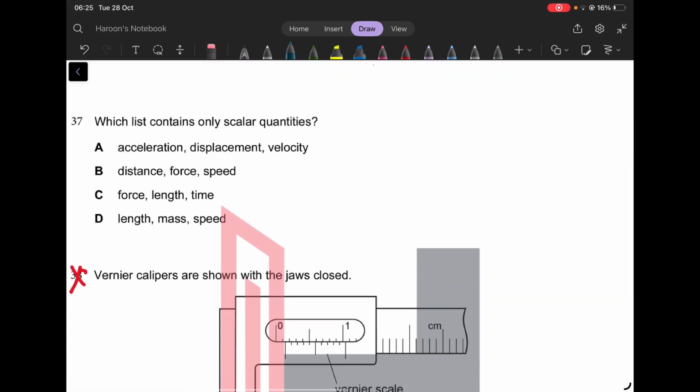Which list contains only scalar quantities? So acceleration is vector, A is out. We have force in B, this is out. Force in C, this is out. So we know the correct answer has to be D. Length, mass, speed, all are scalar quantities.